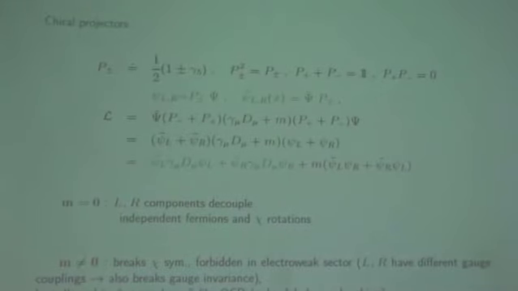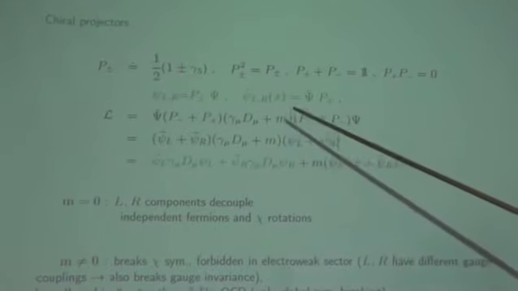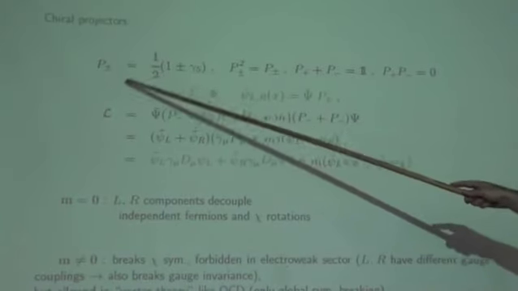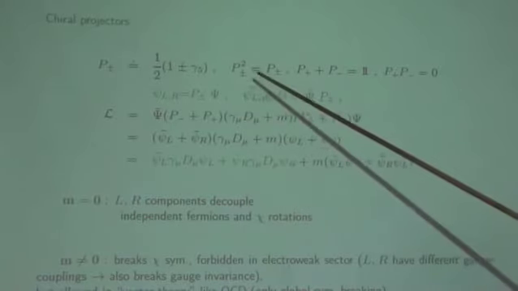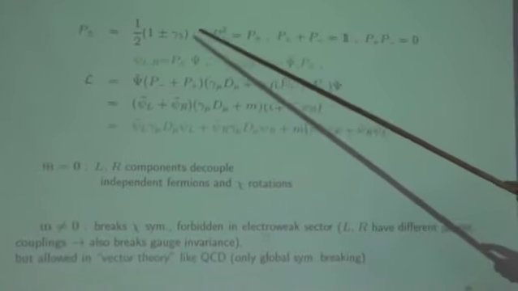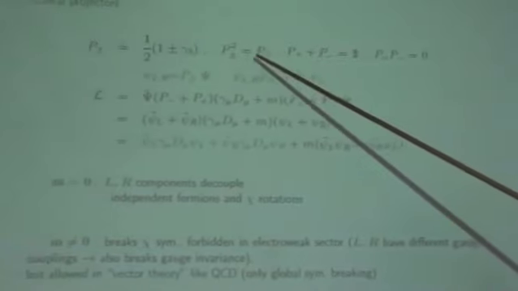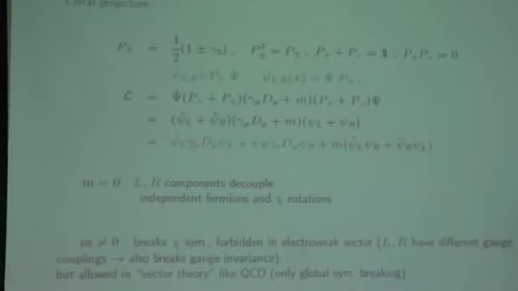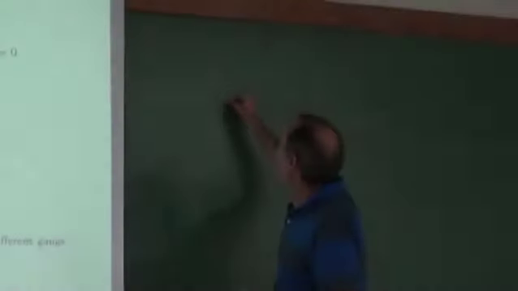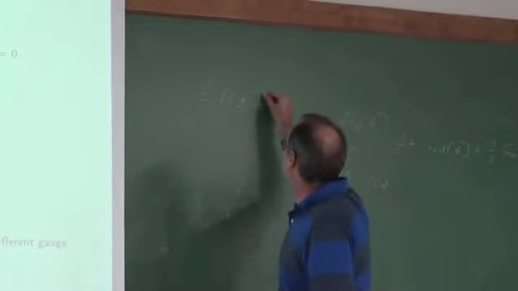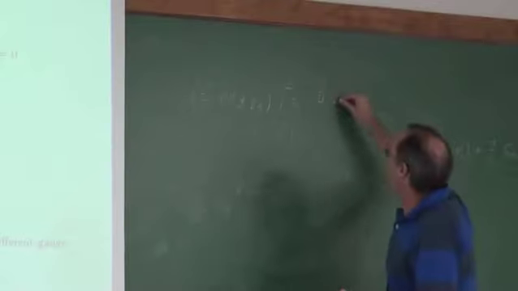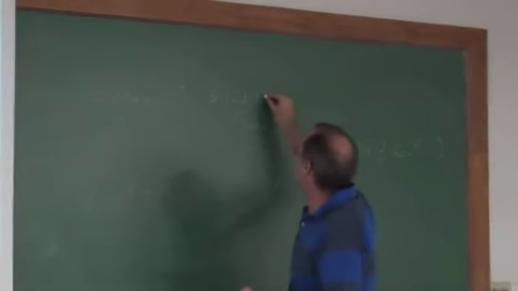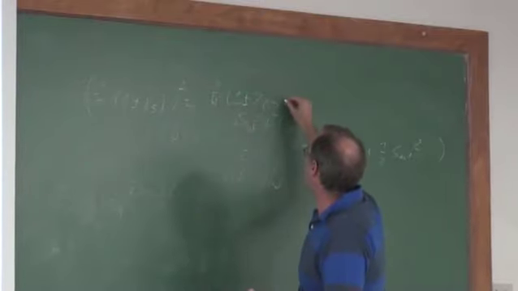Now we can introduce these chiral projectors. The chiral projectors are P plus minus, where we have (1 plus minus gamma 5) divided by 2. Now it is easy to see that if we square the P plus or the P minus, then we get the same object again. This is 1/2 times (1 plus minus gamma 5) squared. This gives 1/4 (1 plus minus 2 gamma 5, and then here the gamma 5 squared is plus 1), and so this is again P plus minus.